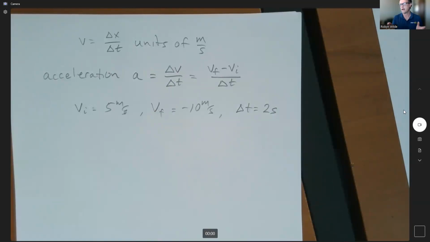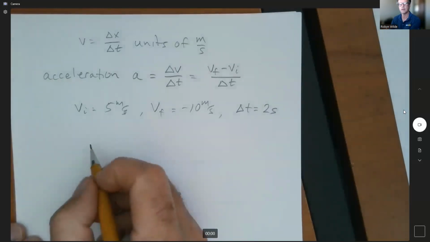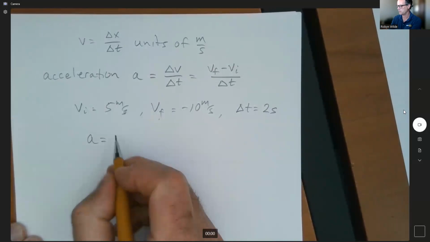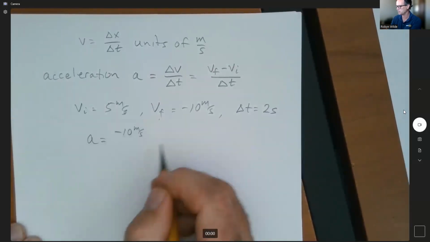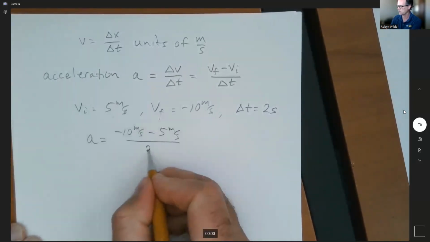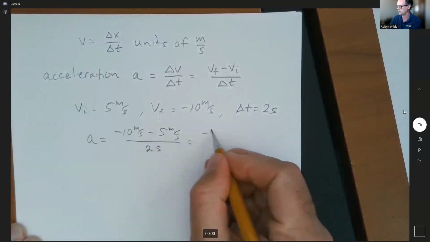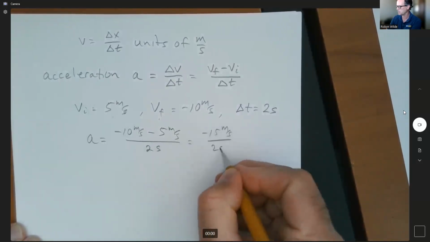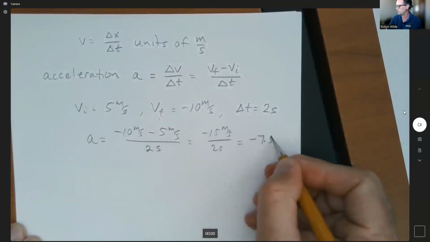And just like for average velocity, if I use the calculation for acceleration, I'm going to get an average acceleration, right? Because I could slow down really fast and then speed back up slowly. There could be a number of ways that I could change my velocity from 5 to negative 10 in that 2-second period. But if I do the calculation, I have my V final, which is negative 10 meters per second, minus my positive 5 that I started with over 2 seconds. So this is negative 15 meters per second over 2 seconds. So that is negative 7.5.